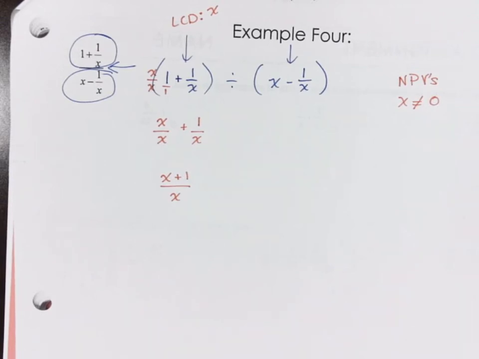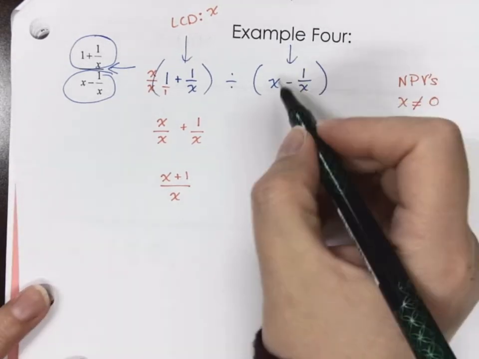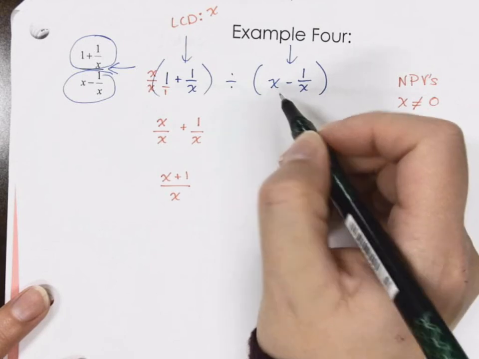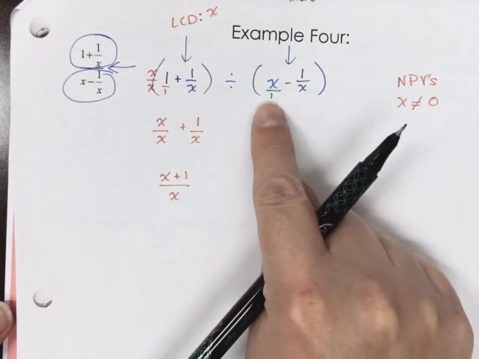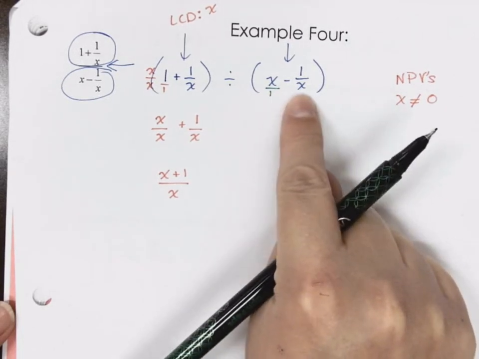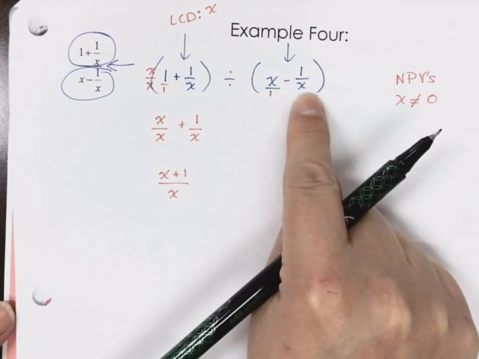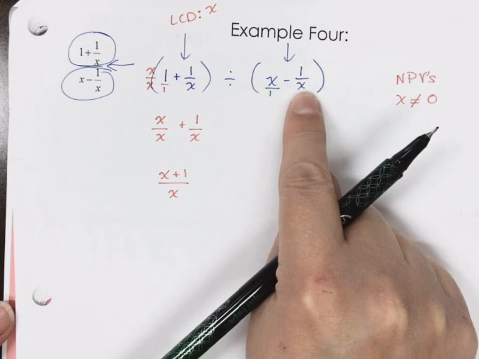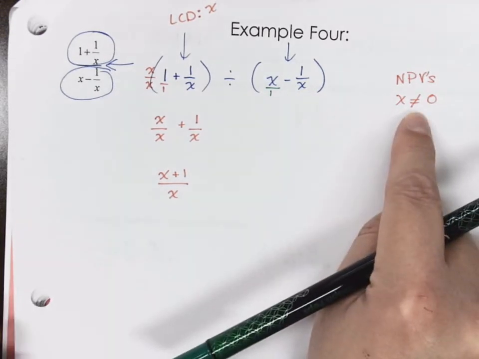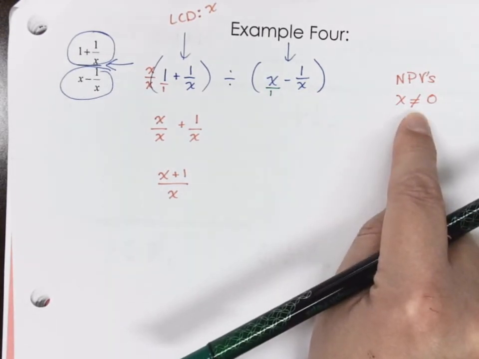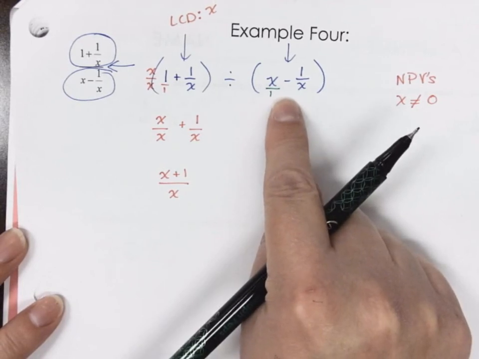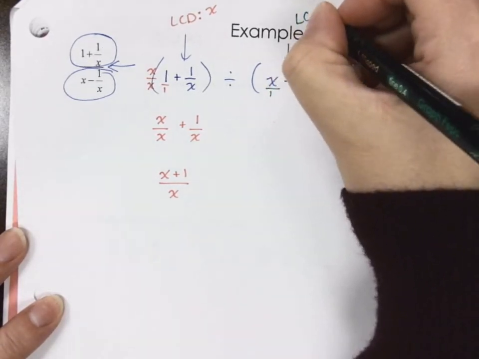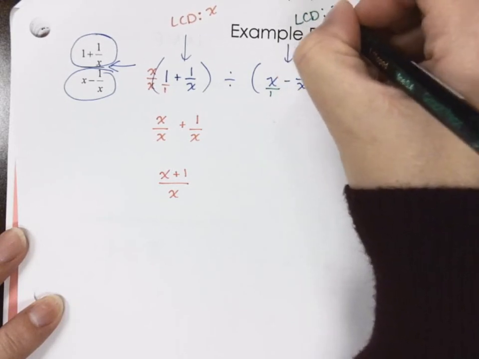Okay, let's work the denominator. What is the denominator on the x? 1. Okay. So there's nothing to factor here. What is the non-permissible value? 0. So x cannot equal 0. I already have it written, so I don't need to write it again. What's the LCD for this side, for this denominator? Also x. So my LCD for this side was also x.